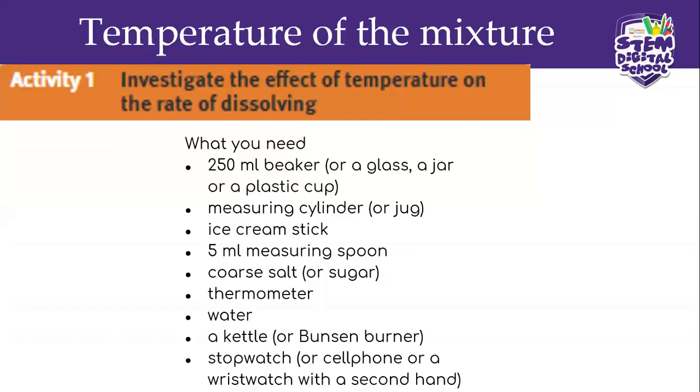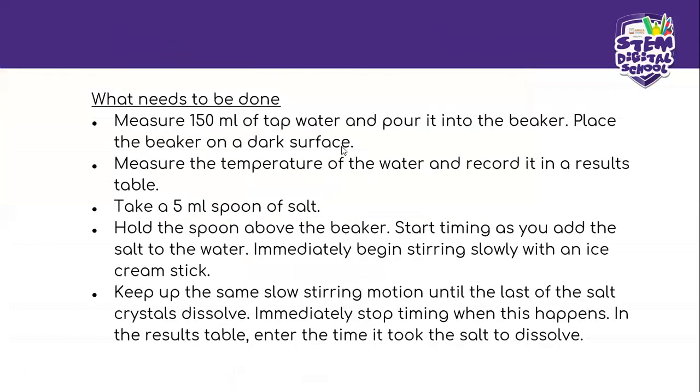So basically, this is what we'll be doing in this experiment. Let's get into it. Firstly, we're going to measure 150 milliliters of tap water and pour it into the beaker. Then we're going to place the beaker on a dark surface, then measure the temperature of the water. Remember, we're just going to take water from the tap and measure its temperature using the thermometer. The thermometer measures the temperature.